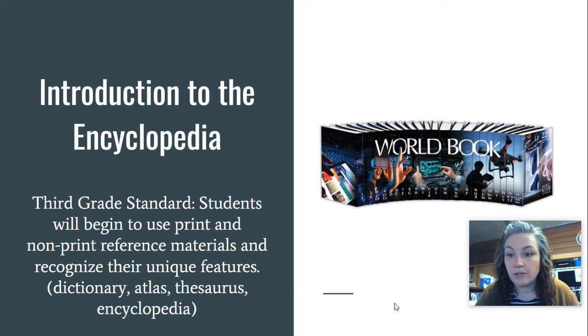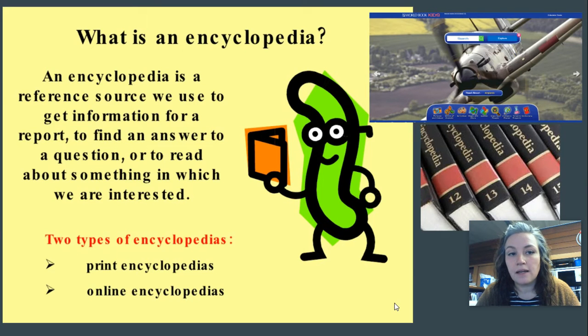So we've already talked about dictionaries and how to use them. We've practiced using them. We've talked about atlases and practiced using those. We've talked about the thesaurus, and now we are going to be talking about the encyclopedia. Now, the encyclopedia is a reference source that you can use when you are looking to start researching for a report. You may just be looking for the answer to a question, or you might want to just look into a topic that you're interested in.